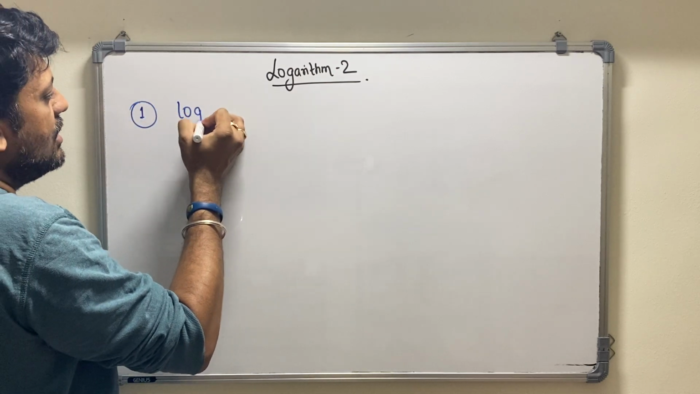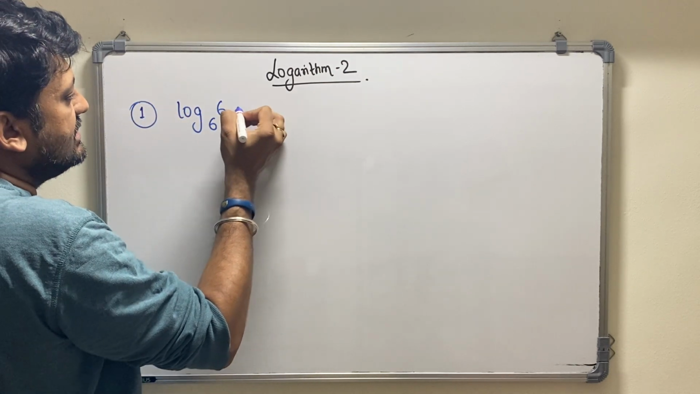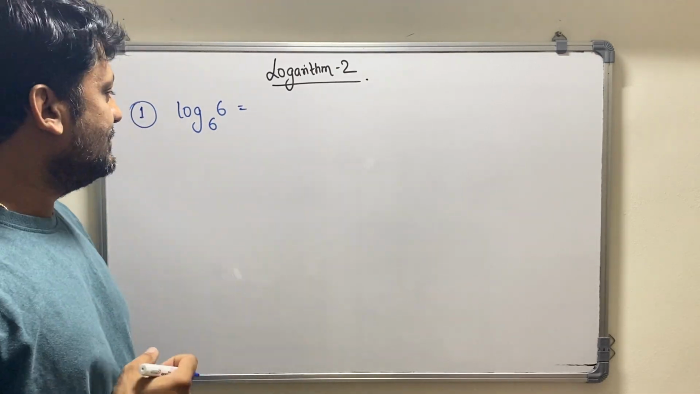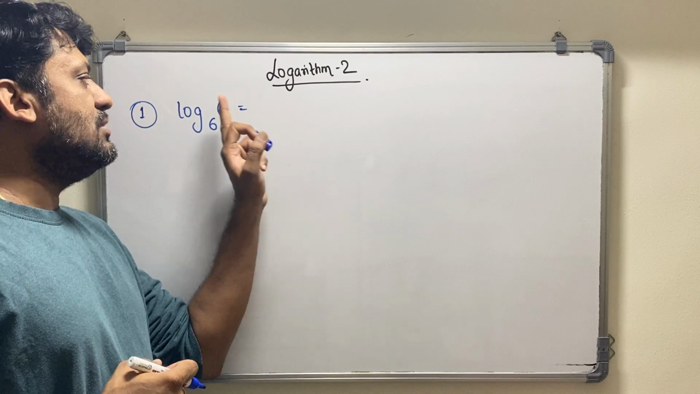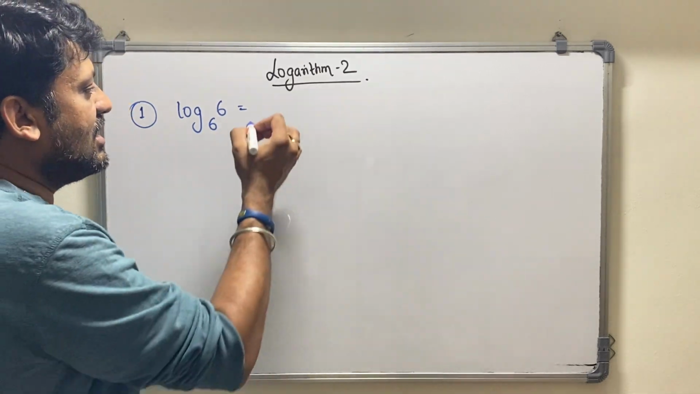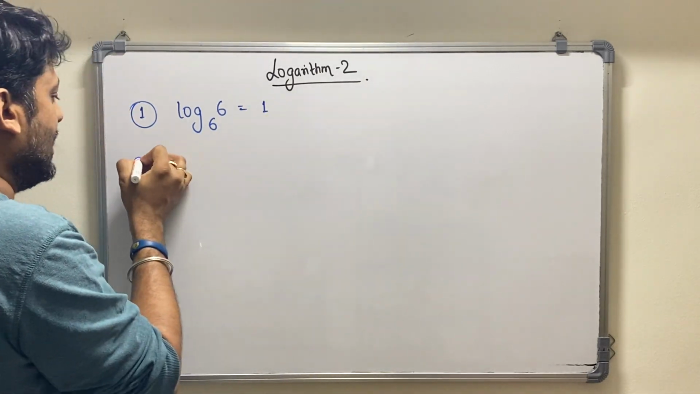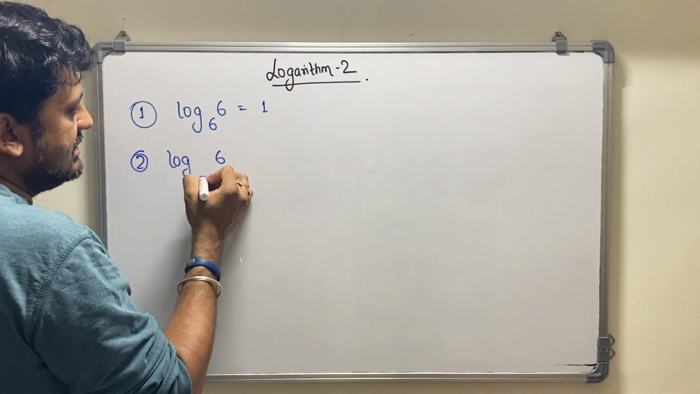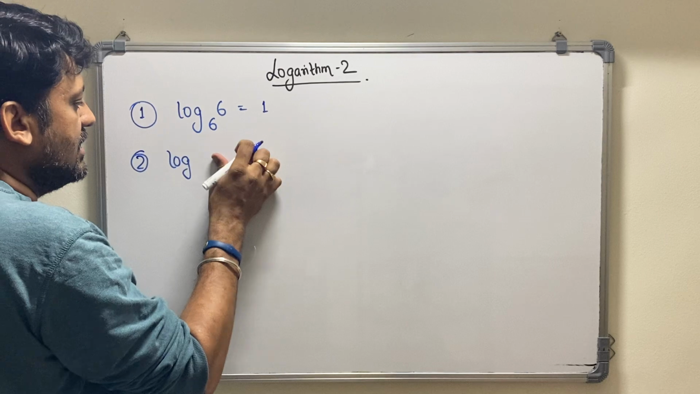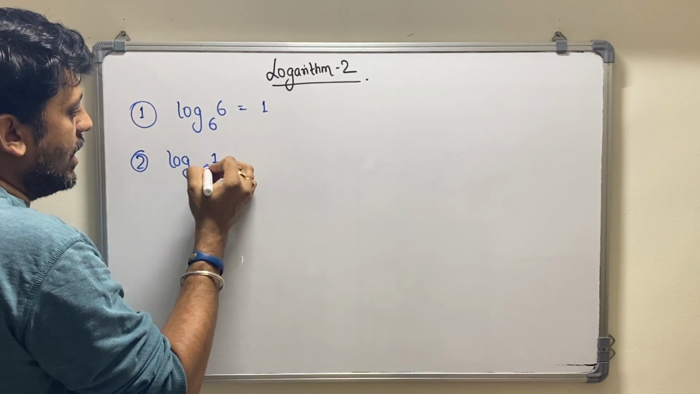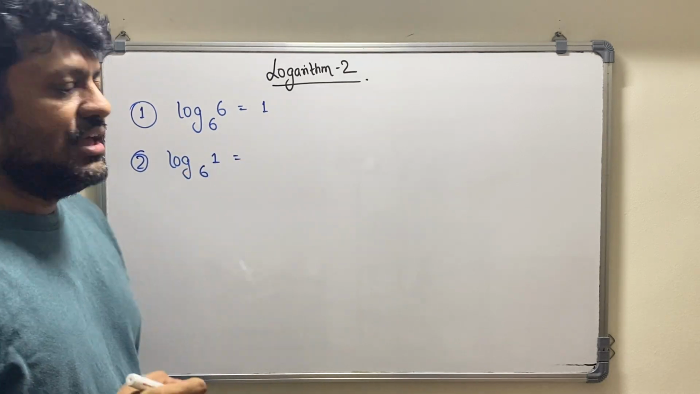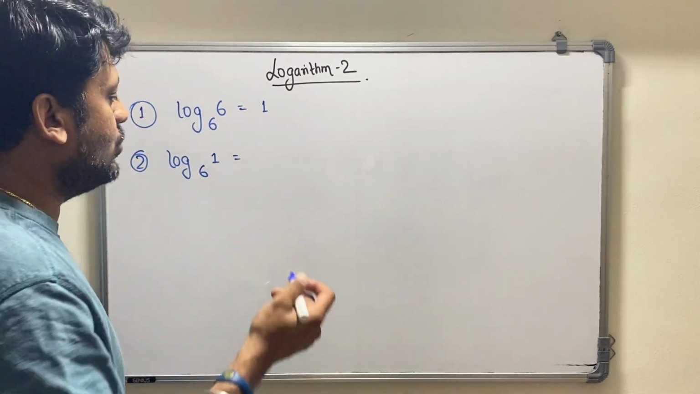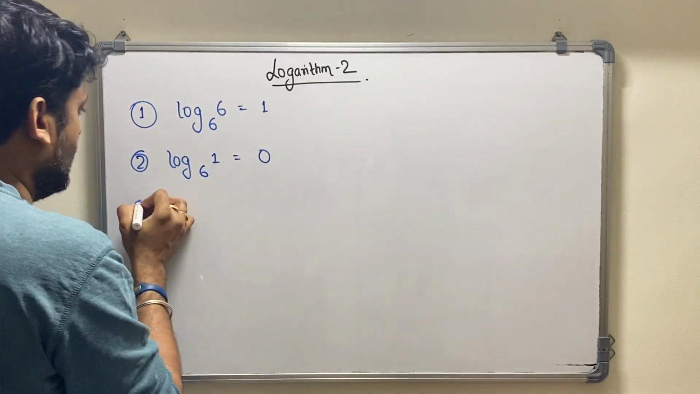If I say log 6 base 6, can you think of the answer for this? 6 to the power how much will be 6? So absolutely the answer will come as 1. Now let's write 1 here: log 1 base 6. 6 to the power how much is 1? The answer is 6 to the power 0 is 1. Anything to the power 0 is 1.